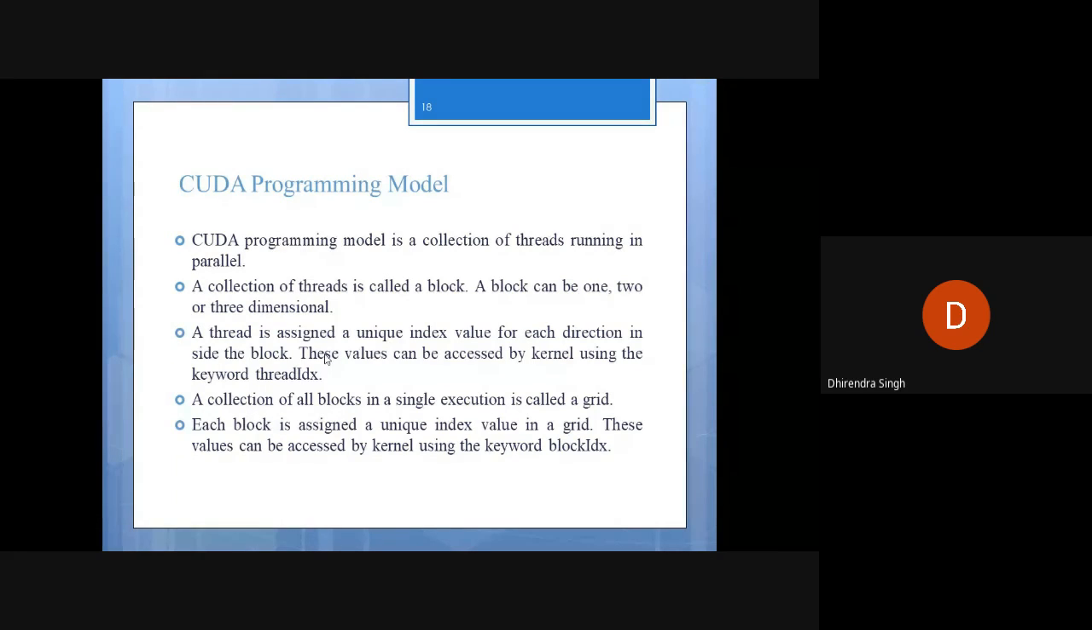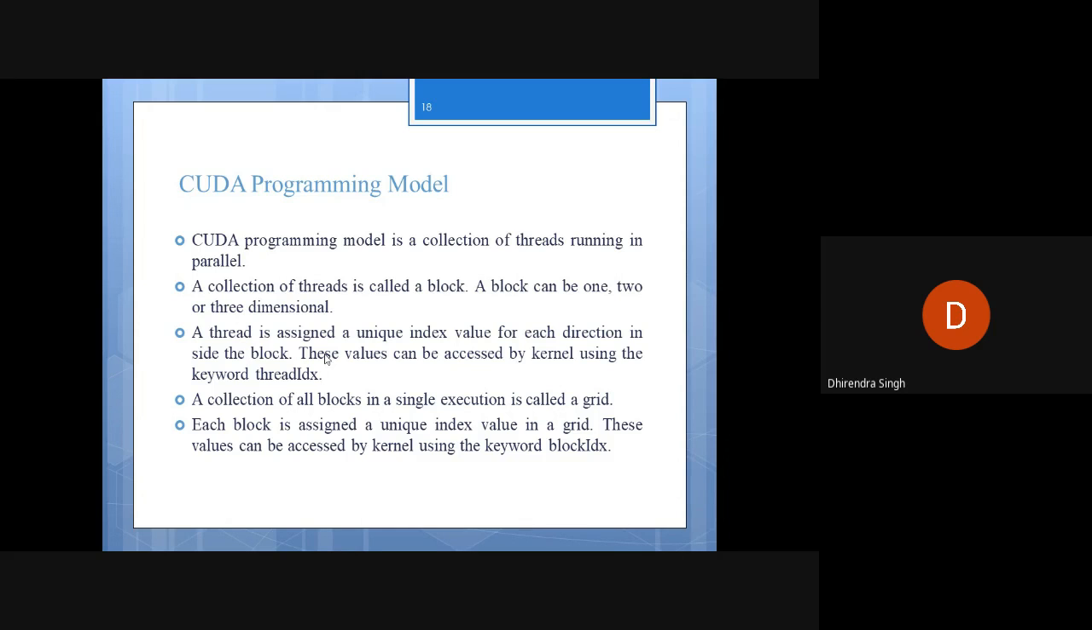No CUDA core should be free at any time. That should be the way of efficiently modeling the number of threads. So there is a concept of arranging the threads, and that's called the CUDA programming model. The CUDA programming model is about how a collection of threads is going to run in parallel on the GPU.